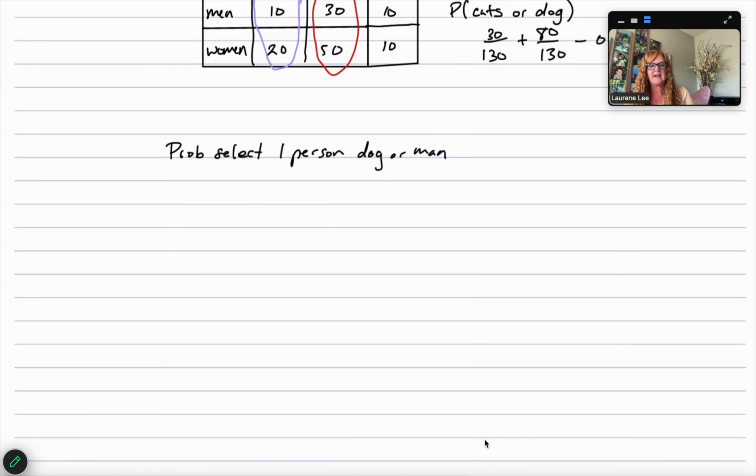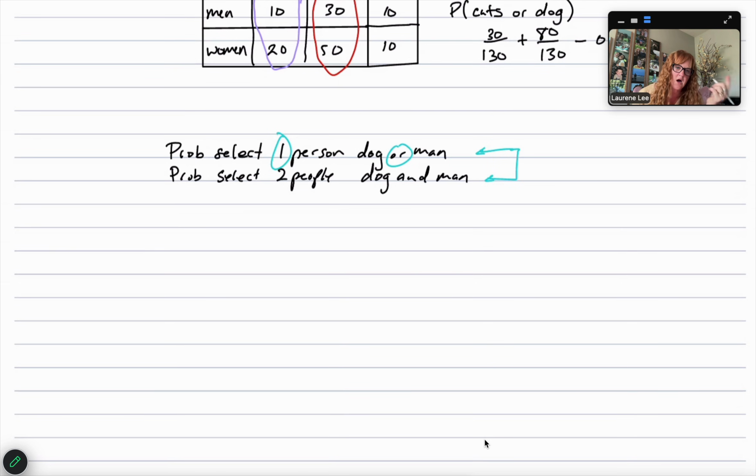Or I change it to an "and" problem. The way I write an "and" problem is, what's the probability that I select two people and I get a dog and a man? Now, I want you to understand a fundamental difference between these two questions. The "or" question is always going to be one event. I'm selecting one person and I'm giving you options for who you select, this or this. It's still one event, so there's one total probability.